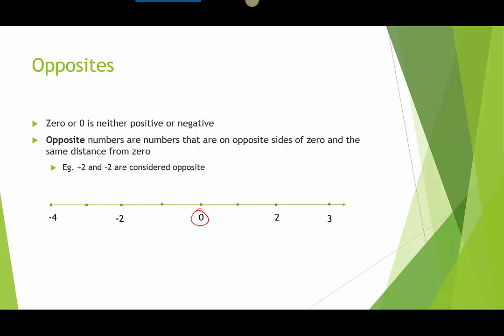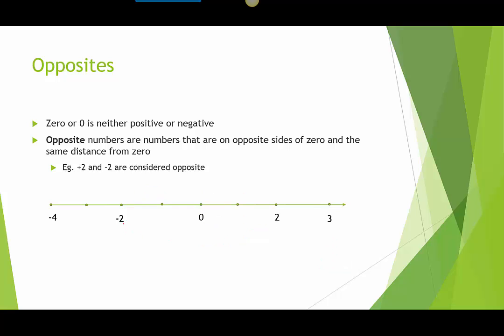And opposite numbers are numbers on opposite sides of 0 the same distance from 0. So if we look at 2 and negative 2, these are considered opposite numbers because they are 1, 2 and 1, 2 away from 0. So they're the exact same space away from 0 in either direction. So they call them opposite numbers. So again, a negative 15 and a positive 15 are also considered opposite numbers.